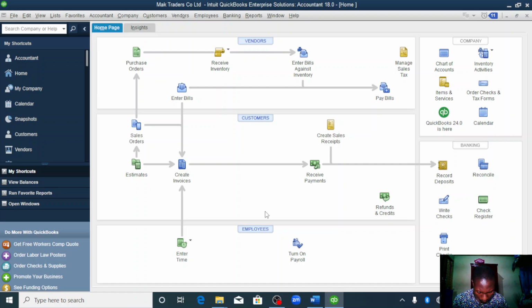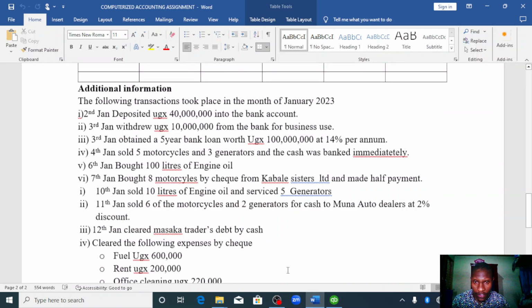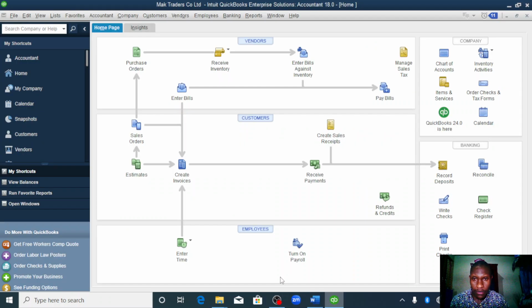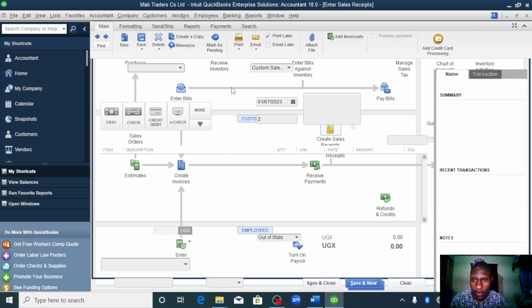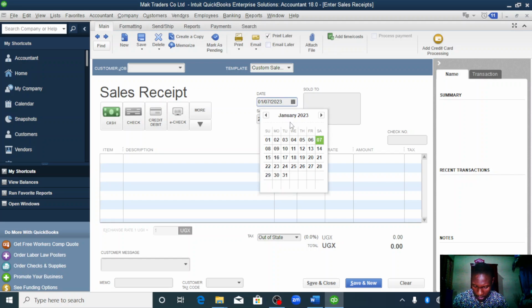We go to another transaction, that is on 10th. They are saying sold 10 liters of engine oil and serviced 5 generators. We go here on create sales receipts. So they are telling us is by cash. We click on cash, we come here and update the date. The date is 10th.